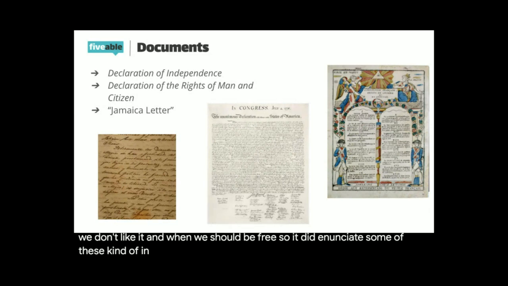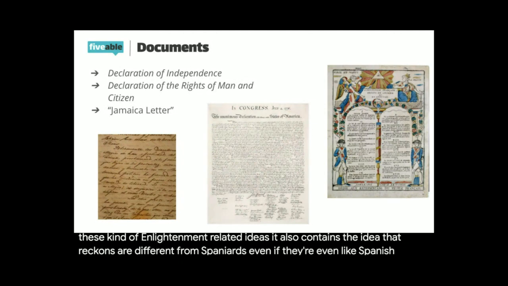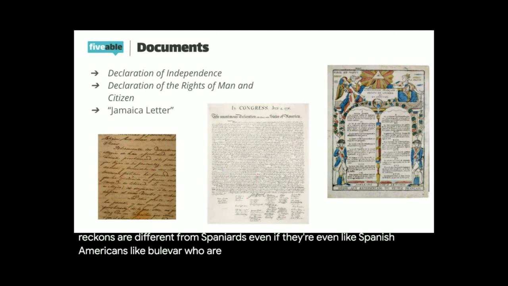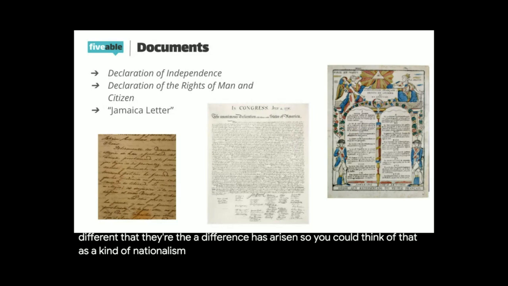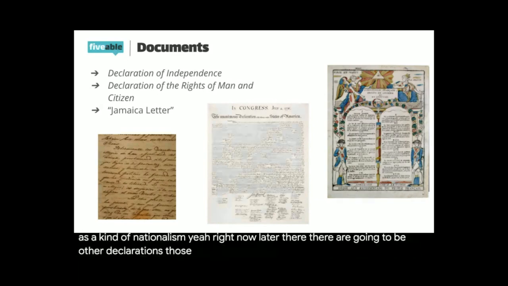So it enunciates some of these Enlightenment-related ideas. It also contains the idea that Americans are different from Spaniards, even Spanish Americans like Bolivar, who are descended from Spaniards, that a difference has arisen. So you can think of that as a kind of nationalism. Now later, there are going to be other declarations when those countries become independent in the 1820s, but this would be the most famous one.